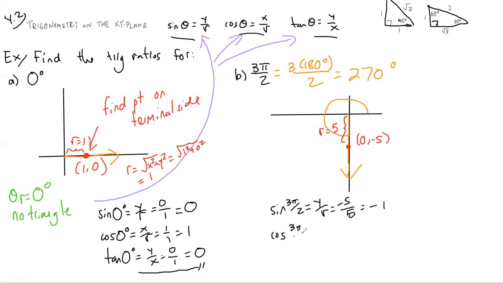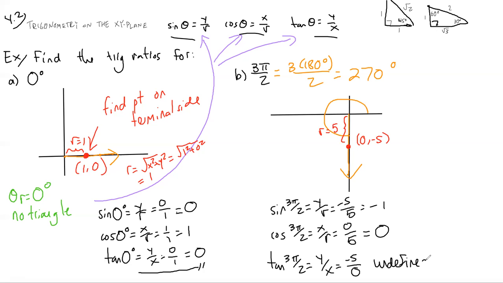Cos of 3 pi over 2 will be x over r, which is 0 over 5, so 0. And tan of 3 pi over 2 is going to be y over x. In this case, there's a little bit of a snag. We actually get -5 over 0. This is undefined. There are certain tan values that are not defined, and that is a little bit of a problem. So you have to watch out for that.